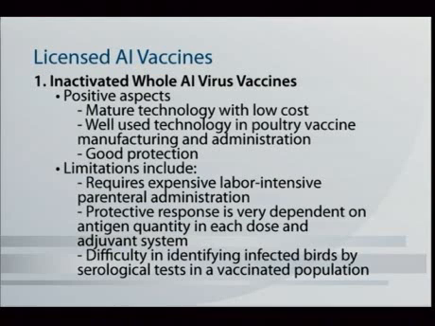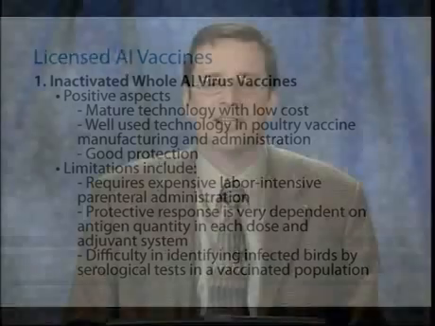But there are limitations to what these vaccines can do, and those need to be understood in designing programs where they can be used properly. For example, they do require expensive, labor-intensive parenteral administration, which only is economically viable in economies where the labor costs are sufficiently low. The second thing is the protective response is very dependent upon the antigen quantity in the dose and the adjuvant system. Therefore, the quality of the vaccine and administration is very, very important. And finally, there is difficulty in identifying infected birds by serological tests in vaccinated populations unless the vaccine and the surveillance program are designed ahead of time to detect the field virus and the vaccine not interfere with that surveillance.